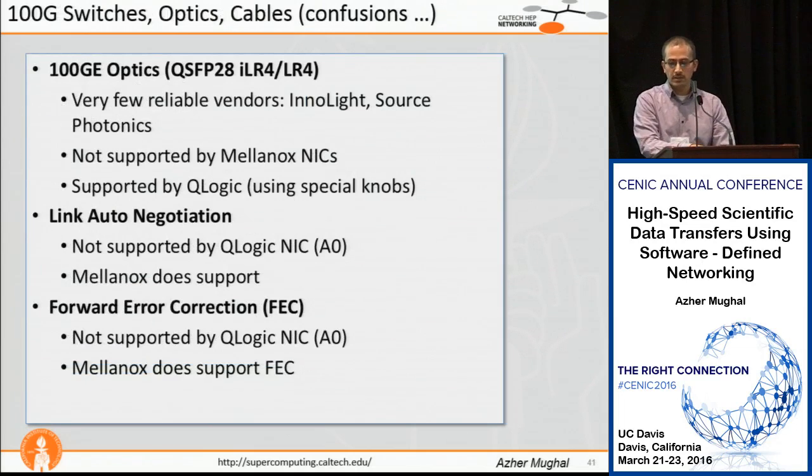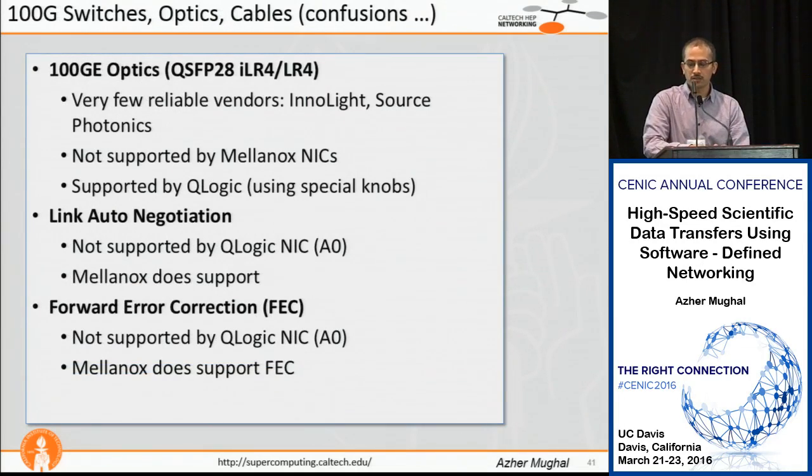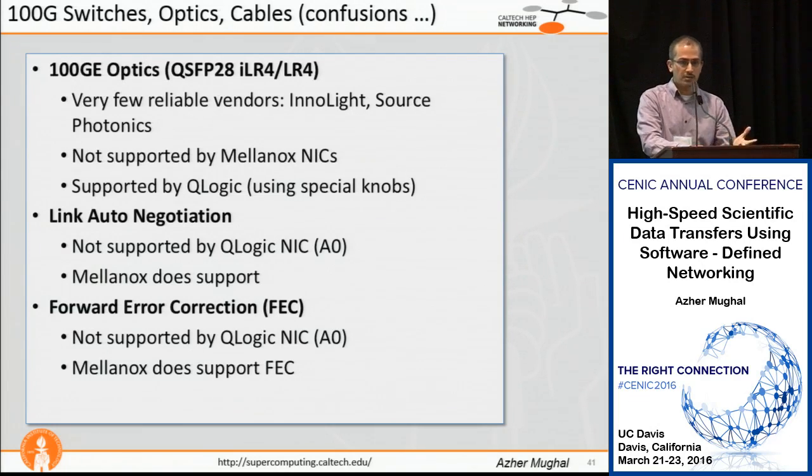Still, there's lots of confusion, because this technology is still in its infancy. There are different pieces you need to know well in advance about the optics, about link auto negotiation, and whether some of the NICs or the switches support FEC or not. QLogic, for example, does not support auto negotiation, nor does it support FEC. But the good thing is that the link comes up very quickly when you connect it to the switch, because it's hard-coded at 100 gig, and there's no FEC. As soon as you connect the cable, the port is up.